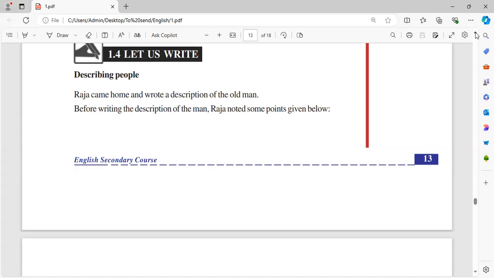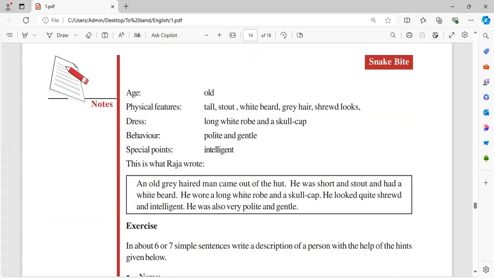who is a shrewd man and a clever man, and he was a kind of doctor of that place. Doctor in the sense was not a real doctor, but kind of a village man whom people approach for snake bite and for other sicknesses. So Raja knew that the old man was a cunning man. He was not a real doctor. So Raja, after coming home, is writing about the old man.